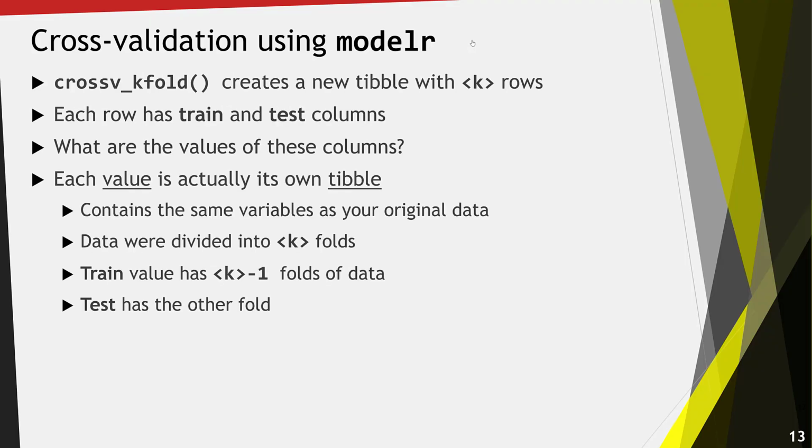Cross-v k-fold creates a new tibble that has k rows. Each row has a train and a test column. Each of the values in these columns is actually its own tibble of data. That tibble contains the same variables as your original data, but the data were divided into k folds. The tibble in the train column has k minus 1 folds of the data, and the tibble in the test column has the other fold.